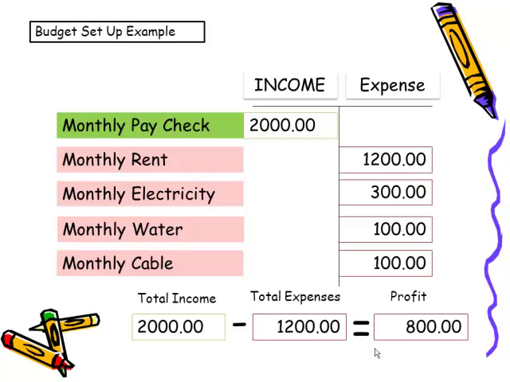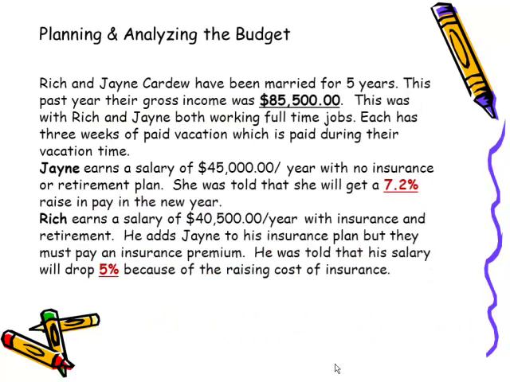That's how a budget is kind of set up. Setting it up is simple; following it sometimes is an issue with some people. But for your project today, you're going to plan and analyze a budget. We're going to give you a problem to do that, and it's attached to your checklist for this module. Richard and Janie Cardew have been married for 5 years. The past 5 years of gross income has been around $85,500. This was Rich and Janie both working full-time jobs and putting their income together.